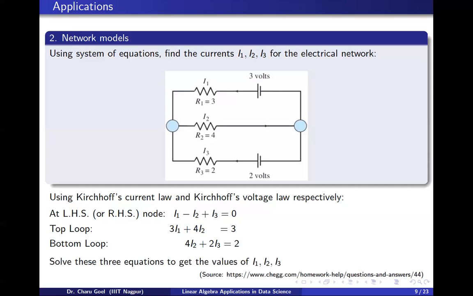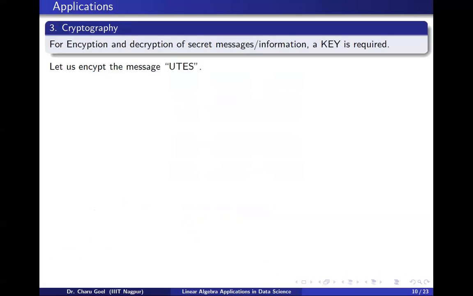Okay, perfect. So let us take another example of a system of linear equations. Throughout the talk, this system of linear equations is what is going to be used. So we have just seen traffic flow and electrical network. So let us see cryptography. Let's say for encryption and decryption, we have some secret message or some secret information, and we need to encrypt or decrypt it. Okay, so encode or decode.